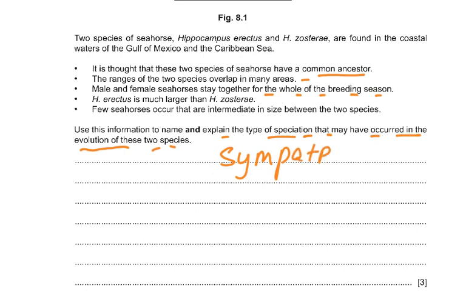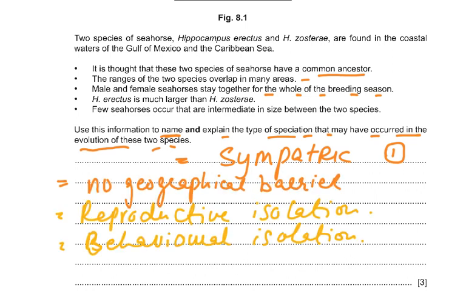because the other one is allopatric, which is when they're apart and there is some geographical isolation. There's no such thing. So the name would be sympatric speciation, and that would get you your 1 mark for this. And now the explanation. There is no geographical barrier, so that is why it was not allopatric speciation. And this is more of a reproductive isolation and behavioral isolation.